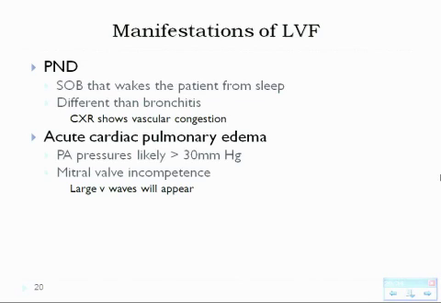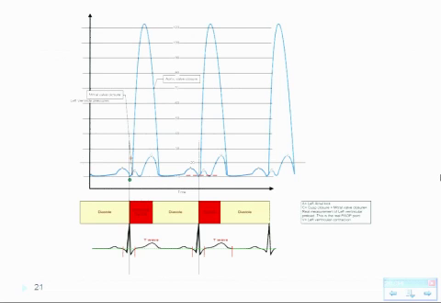If you're not careful, the person may go into acute cardiogenic pulmonary edema, which indicates to you that the PA pressures are usually greater than 30 millimeters of mercury, and the lungs are starting to fill up with water very quickly. And it's usually an indicator of mitral valve incompetence, where you get a very large V wave. So what does that mean? This is, you're not quite normal.